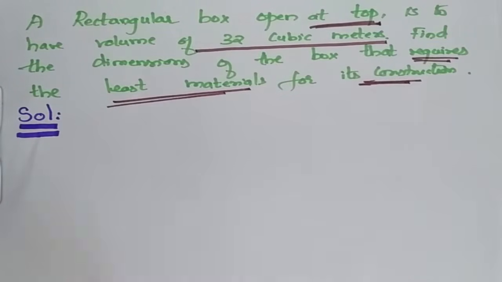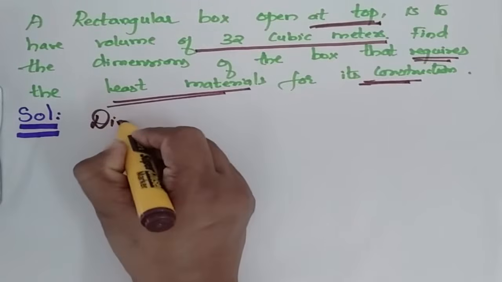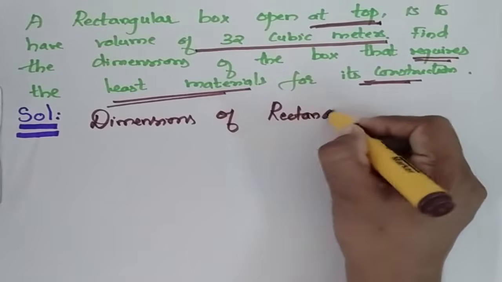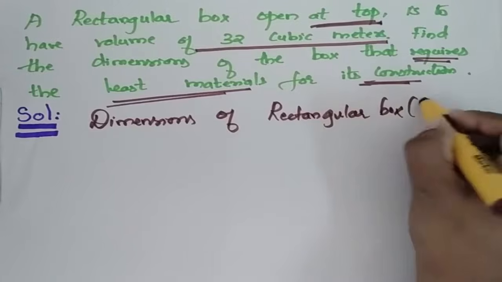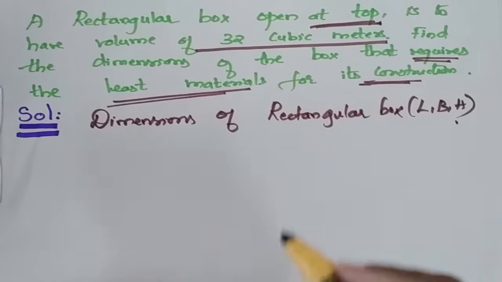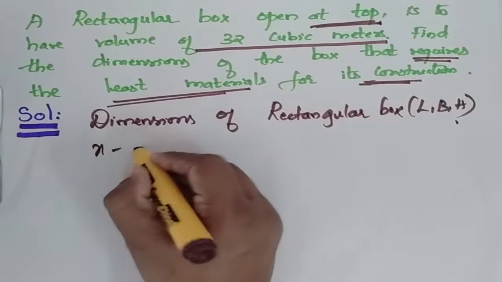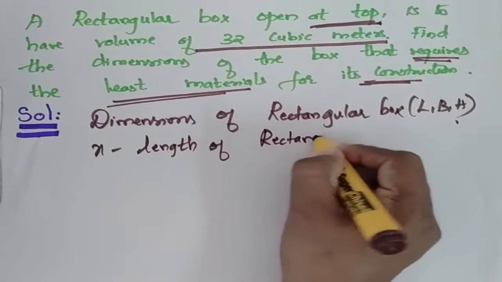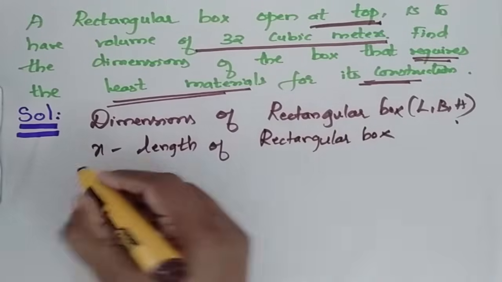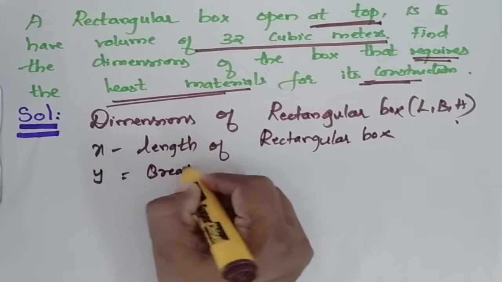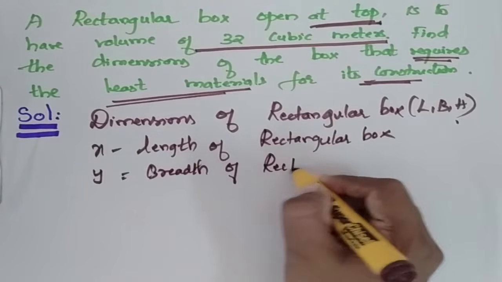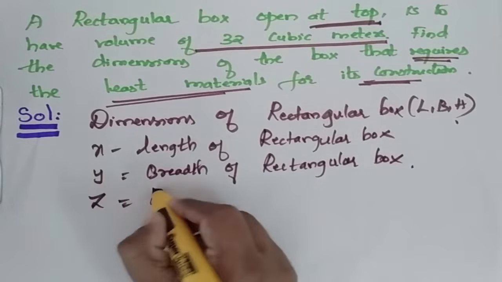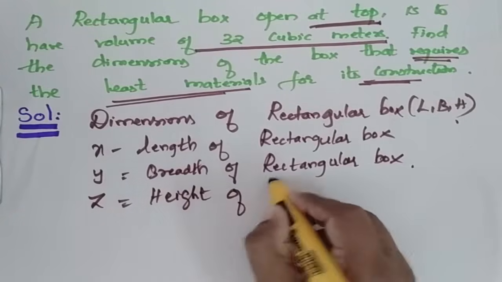Okay. So now, the dimensions of the rectangular box, what will be there? Length, breadth, height. Okay. So in that, X is the length of the rectangular box, Y is the breadth of the rectangular box, Z is the height of the rectangular box.